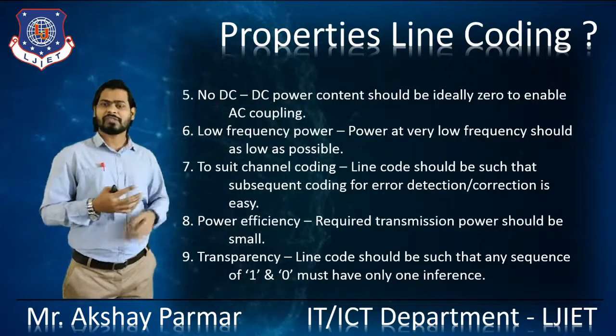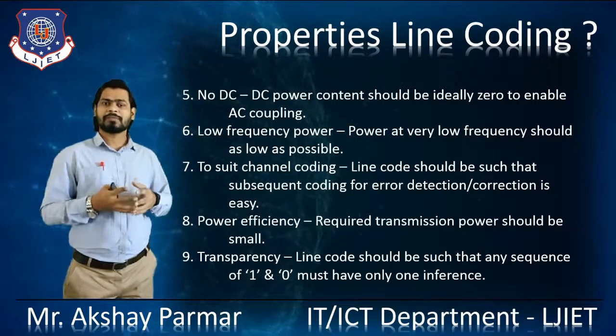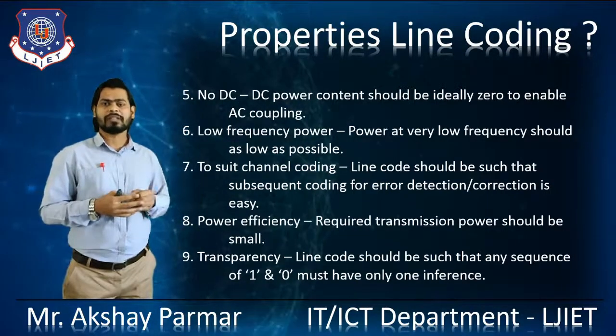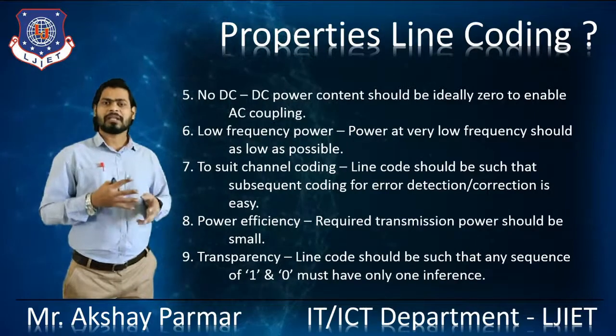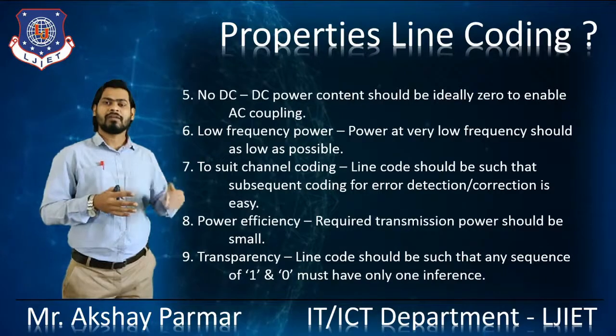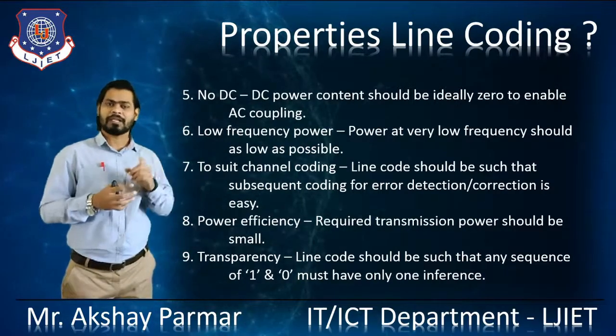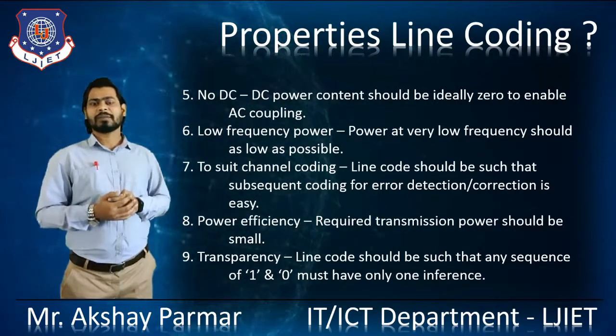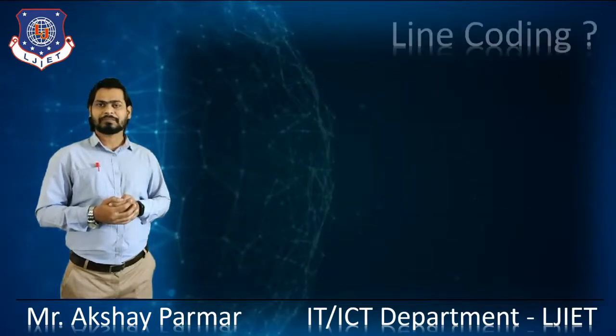After that, the power efficiency: it requires the transmission power to be small, right? The transparency: the line code should be such that any sequence of zeros and ones must have only a one interface, right? So these are the basic properties of the line coding techniques.